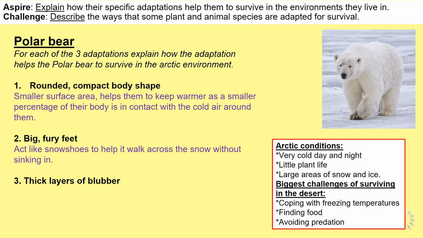The big furry feet, similar to the camel walking on the sand, act like snowshoes. And they give it a bigger surface area in contact with the snow so it can walk across the snow without sinking in and walk very quickly and hunt its prey. The thick layers of blubber act as insulation to keep the bear warm in these freezing temperatures.